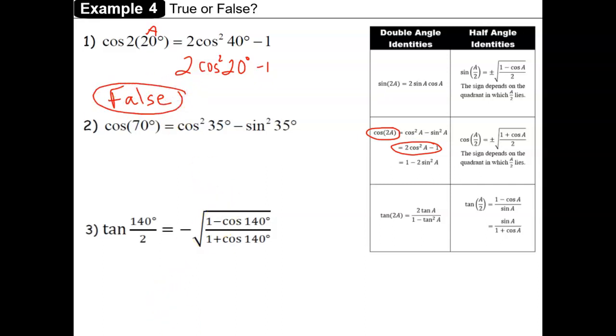Okay, in number 2, we're evaluating the cosine of 70 degrees, rather, and cosine squared 35 degrees minus sine squared 35 degrees. That would be looking at this version of the double angle identity for cosine, and that's cosine squared A minus sine squared A. Half of 70 would be 35 degrees. So this would be written as cosine of 2 times 35 degrees, and that means the A is 35. So this would be cosine squared A minus sine squared A, which matches the identity, making this a true statement.